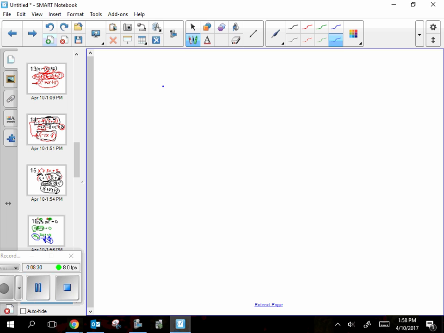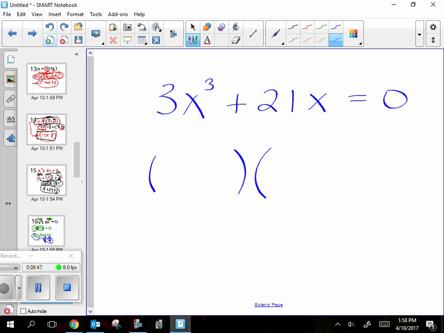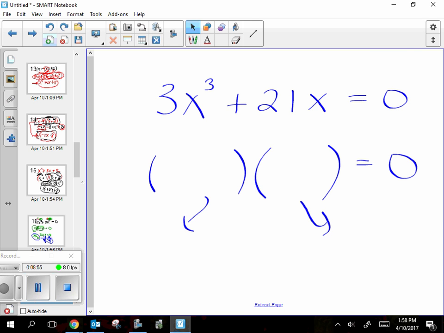Would you please write this one down? 3x to the third. Notice that there is xxx buried in that if you were going to talk expanded form. Plus 21x equals 0. Would you please factor it? And then if you're really good at this, solve your 2 mini equations. I'm going to pause while you give that one a try.